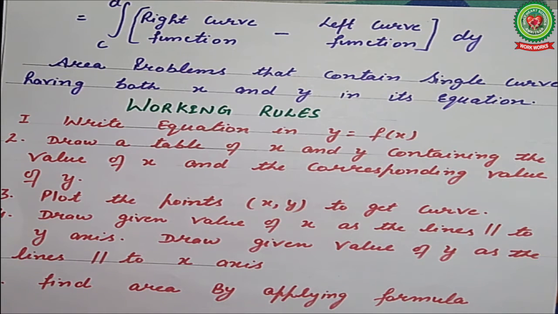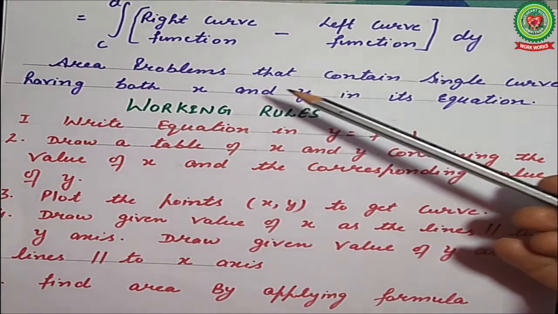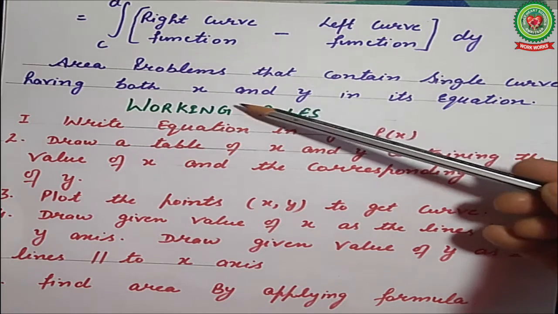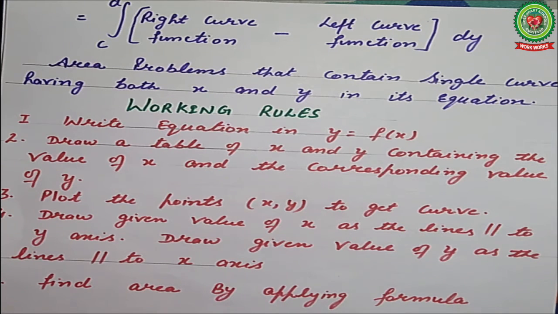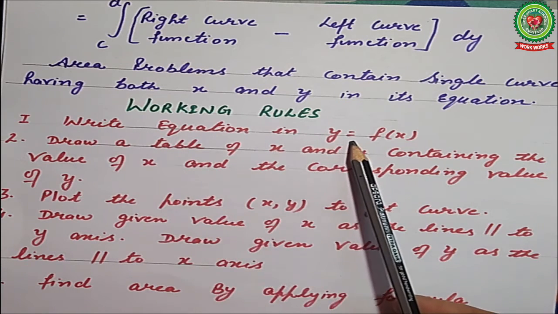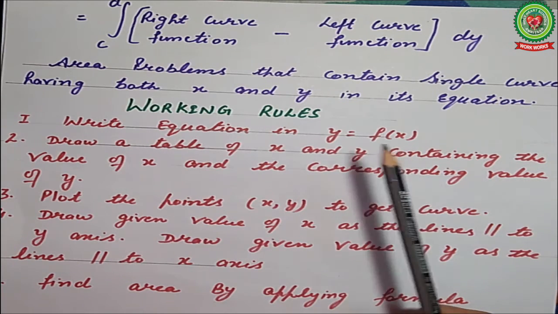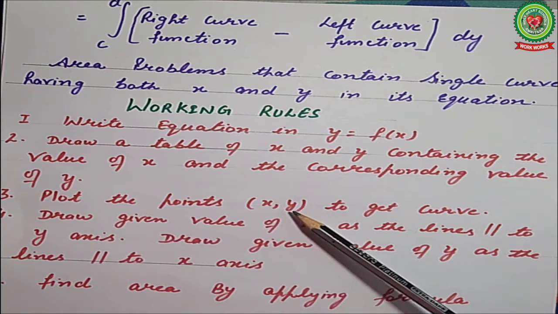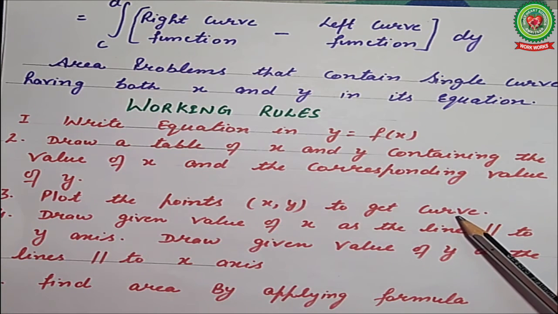First of all, we will learn how we can find out the area in problems having only a single curve, with x and y both variables in the equations. First of all we will discuss its working rule. We will apply the first step here. We will write down the equation as it is, y is equal to the given function. Then we will draw a table as we have already done in graphs. We will put values of x and find the values of y. Then we will plot those ordered pairs so that we get the curve.